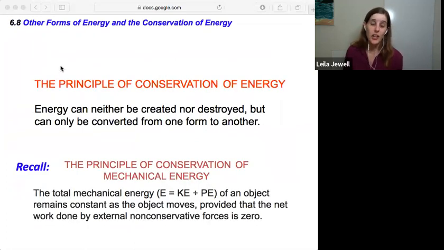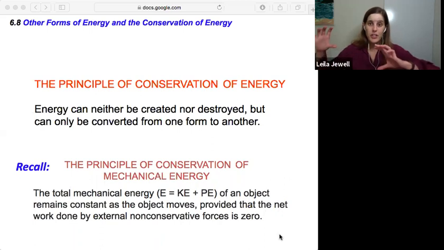So 6.8, other forms of energy and the conservation of energy. The principle of conservation of energy overall is that energy can neither be created nor destroyed, but can only be converted from one form to another. So energy doesn't just magically appear or disappear. It's just always converted. This is very similar to the principle of conservation of mechanical energy, which says the total mechanical energy remains constant, provided that the net work done by external non-conservative forces is zero. In this one, the total energy is still conserved, but not the mechanical energy.